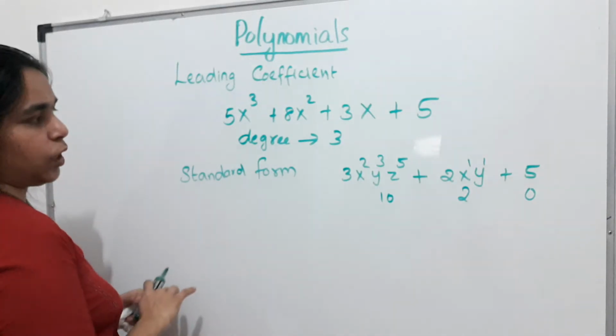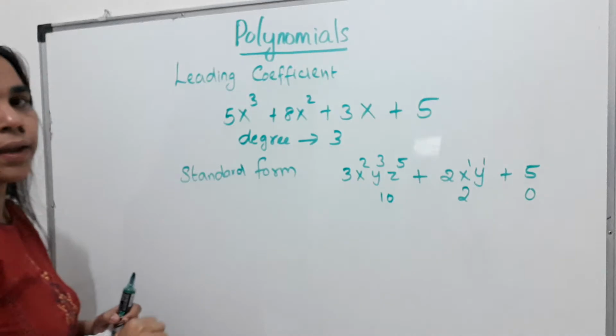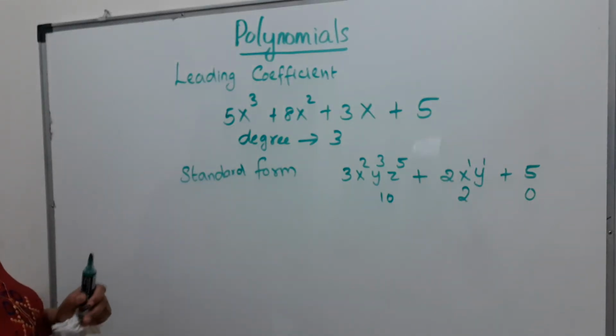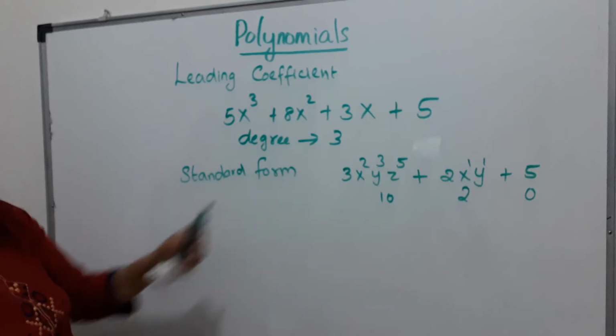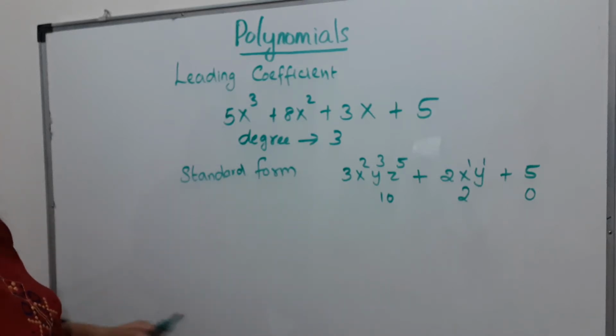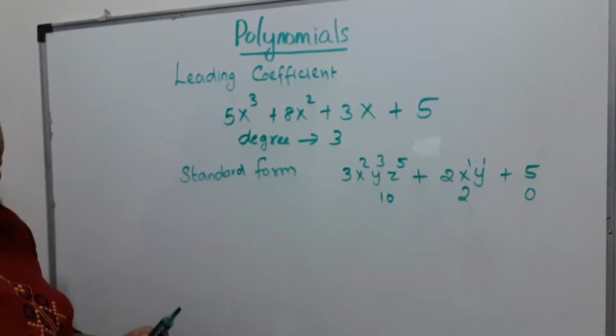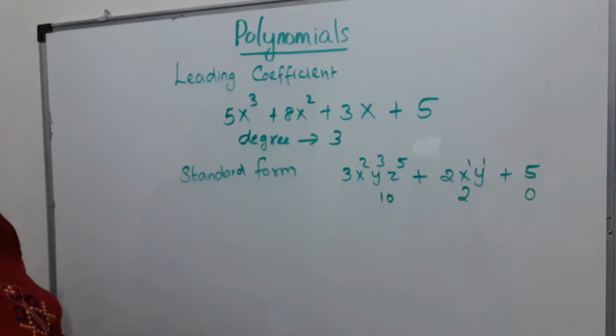If you have only one variable, you can directly read the exponent; the highest power is the degree. And if you have more than one variable, you have to add the powers, and whichever term has the highest power, that must be the degree of the polynomial.